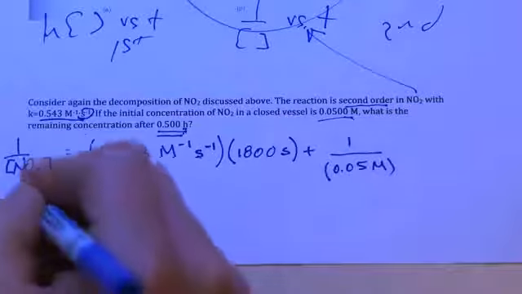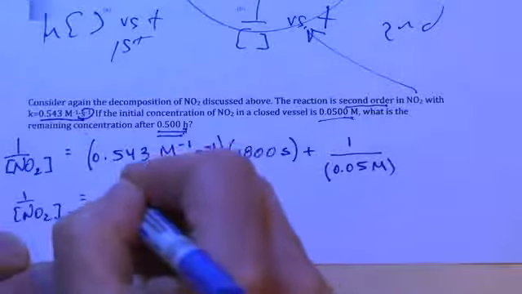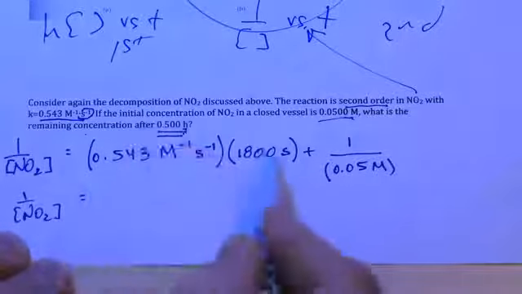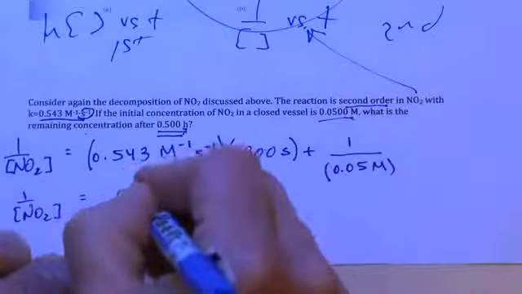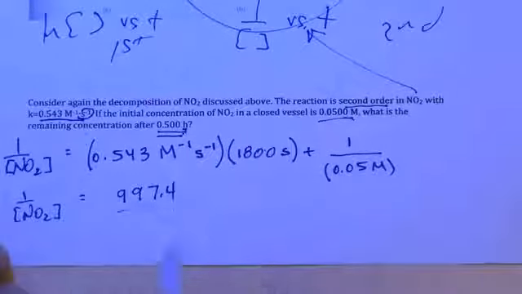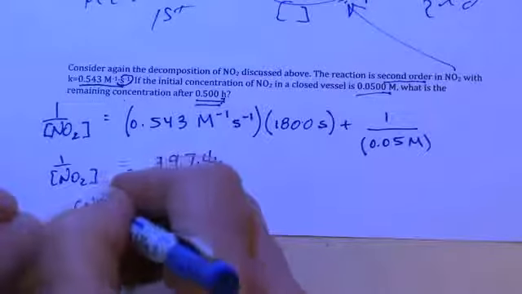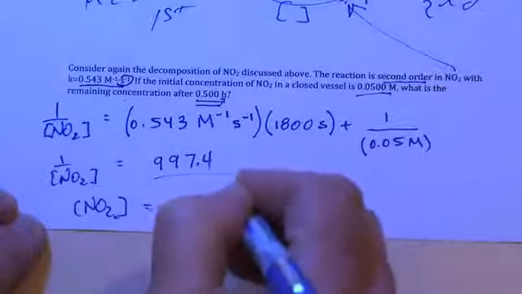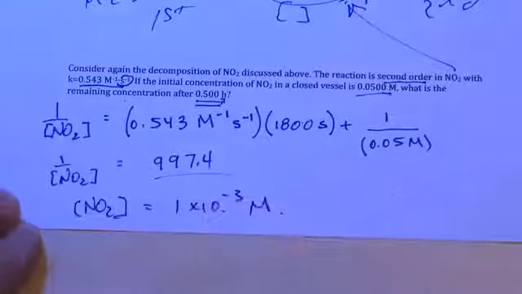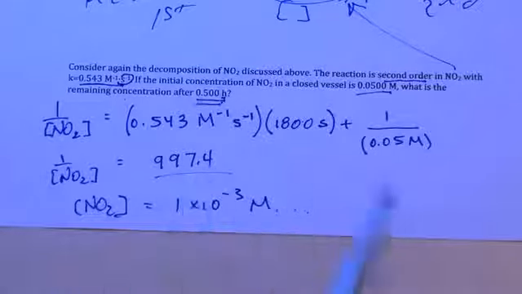Multiplying these together, we end up with 1 over the NO2 concentration is equal to, multiplying those together and then adding 1 over 0.05, 997.4. Then taking the inverse of this, or the 1 over of this on your calculator, you get the concentration of NO2 equaling approximately 1 times 10 to the negative third molar. So you can see the concentration dives down after about half an hour or so.